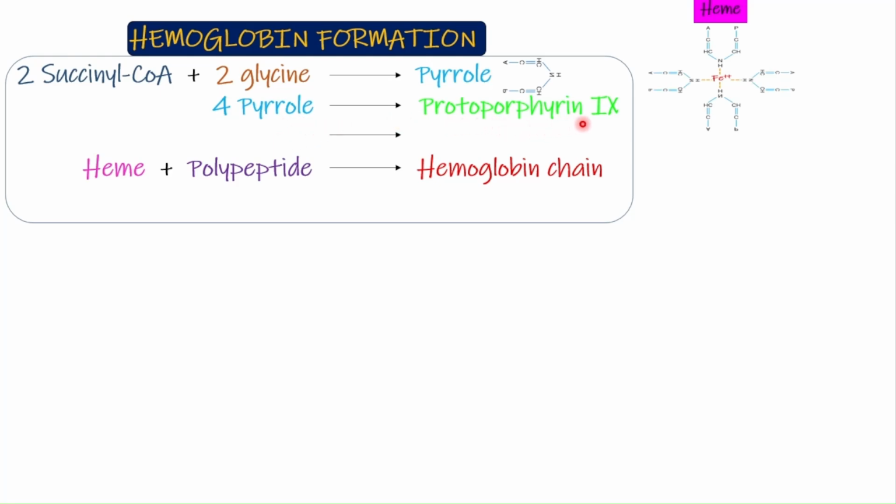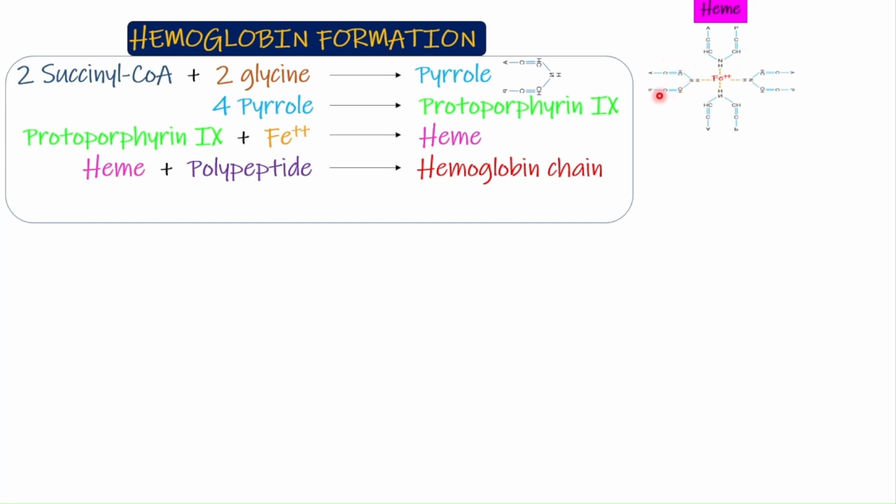4 pyrroles combine together to form a protoporphyrin 9 ring. So this is 1 pyrrole, and this is 1, 2, 3, 4. These 4 pyrroles collectively form a protoporphyrin 9 ring. When an iron is added to this protoporphyrin 9 ring, it results in the formation of heme. So this complete structure is heme.